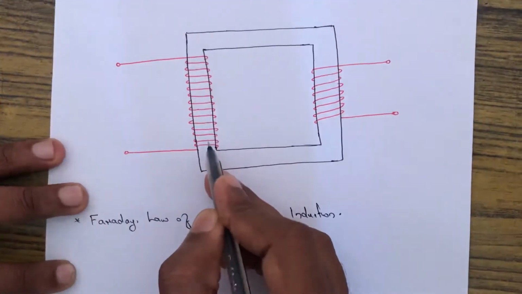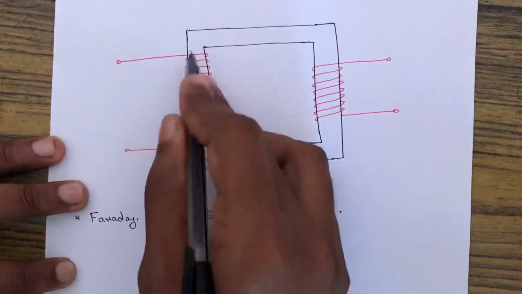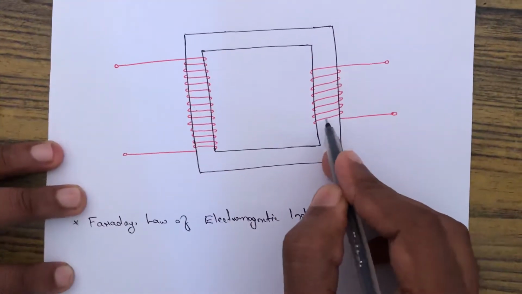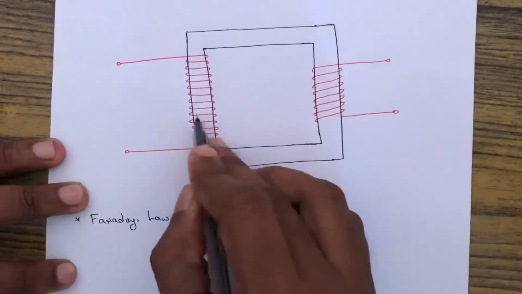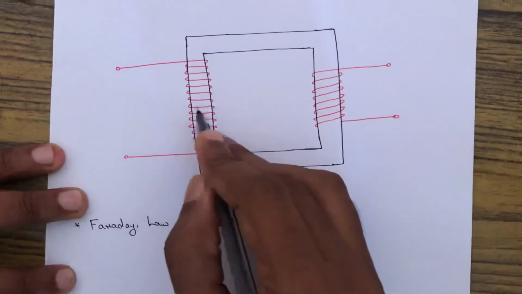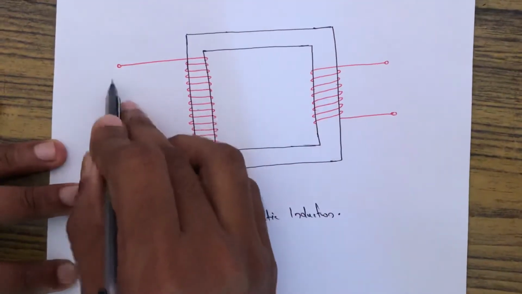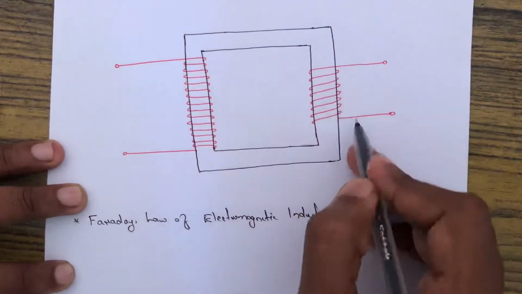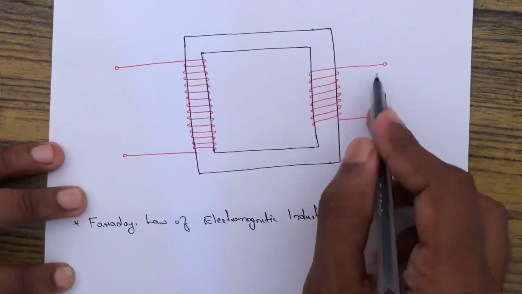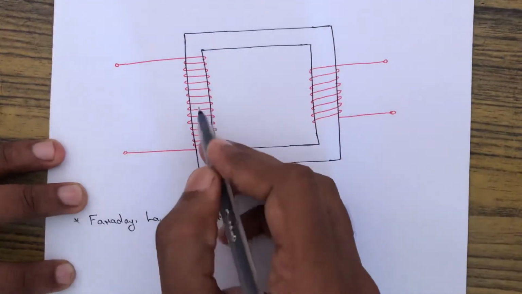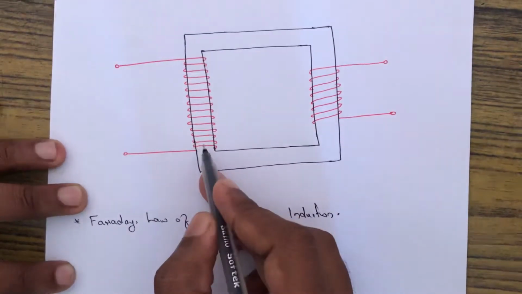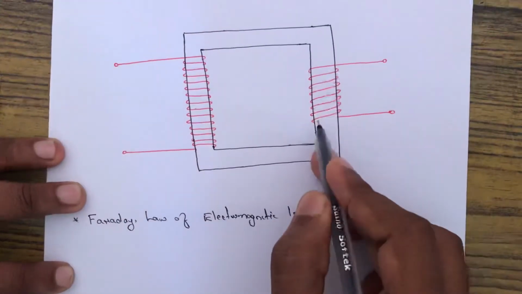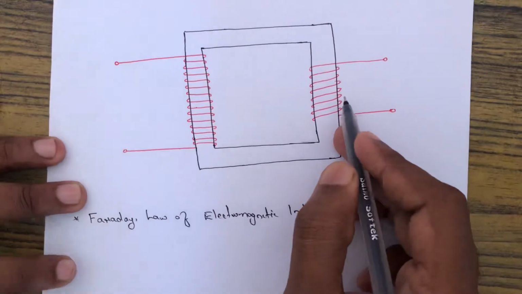The number of turns in this winding is more, and the number of turns in this winding is lesser than the first one. So if we supply some voltage here, we can reduce the voltage on the secondary side. If the number of turns is more, the induced voltage will be more, and if the number of turns is less, the induced voltage will be less.